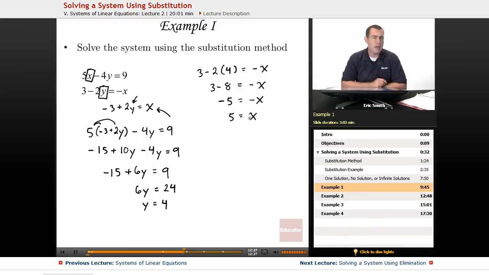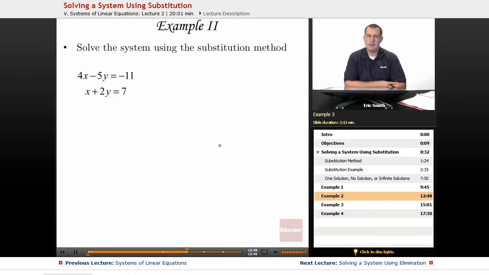So now I have both halves of my solution. X is equal to 5. Y is equal to 4. So my solution is (5, 4). All right. Now, again, if you want to really make sure that that is the solution, feel free to plug it back into both equations and check it and make sure it works out.